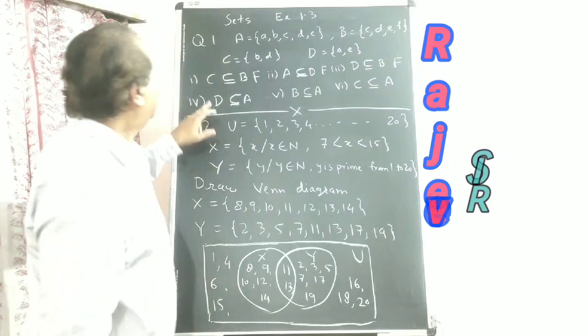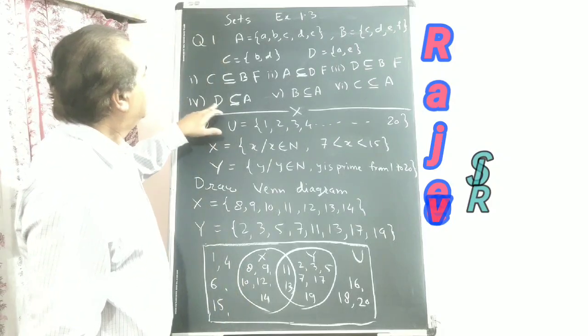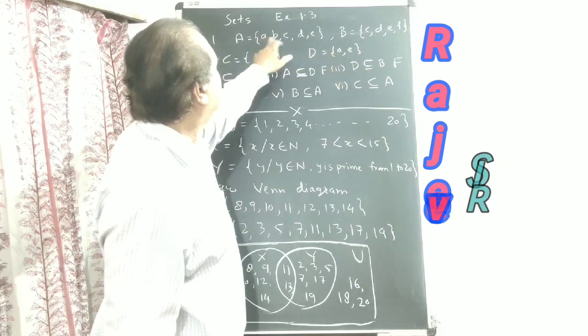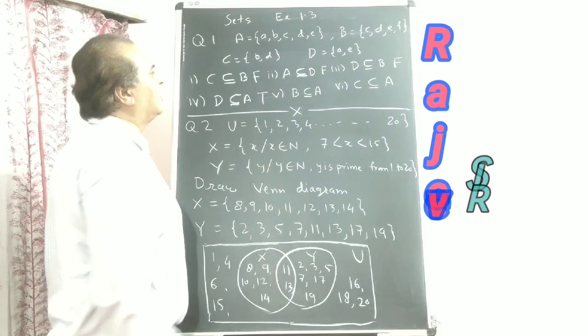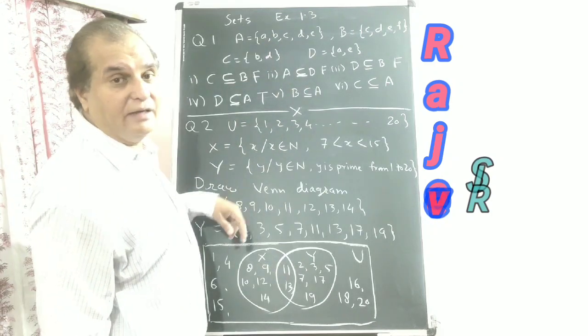Okay? D is a subset of A. D has A and E, and A has A, E. Yes, this is true, because all elements of D are contained in A.